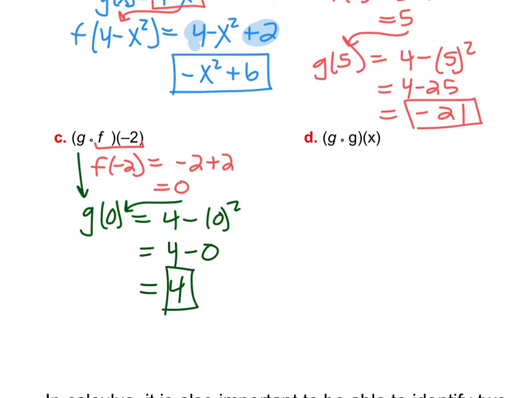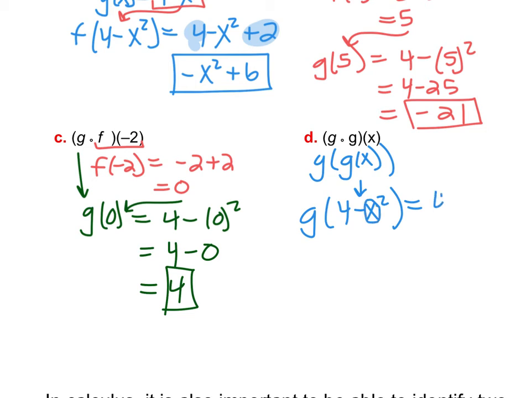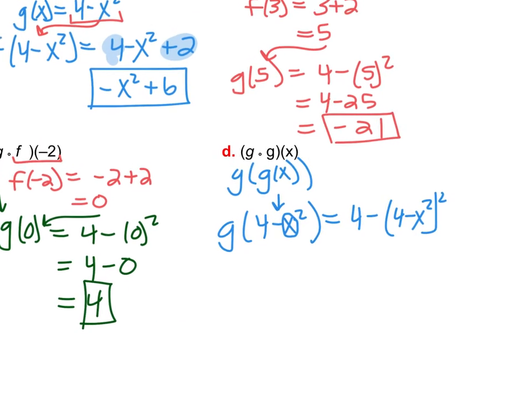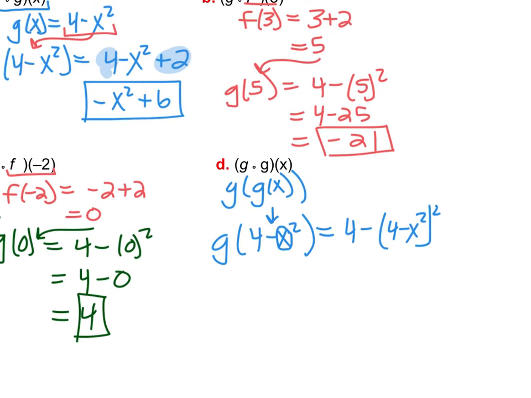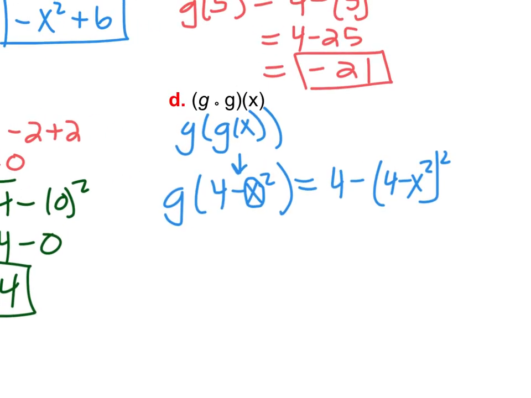Now letter D might look a little bit funny, but it wants you to do g of g of x. So what that means is we're going to write out the g of x function, which is 4 minus x squared. And then we're going to substitute that into the g function, and we're going to write it where the x is. So that would be 4 minus, and then 4 minus x squared, squared. So you can compose a function with itself by substituting that function itself into the x value position.